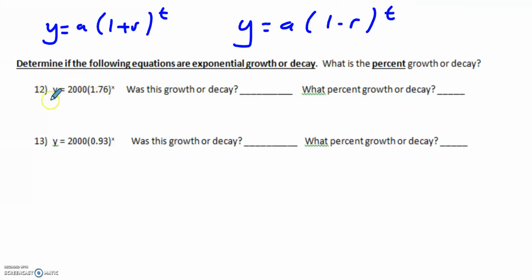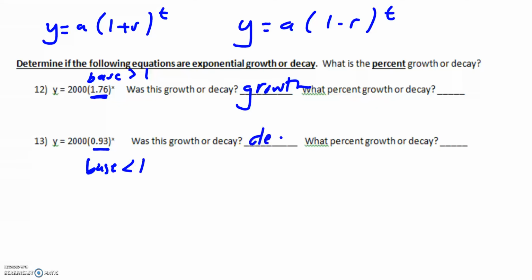If I think about what I see here in this first equation, I notice that my base is bigger than 1, which means that this is exponential growth. And I notice that this base, 0.93, is less than 1, which means this has to be exponential decay. Now, that part you might recognize more from examples we've done. But the tricky part about this problem is figuring out what exact percent growth.